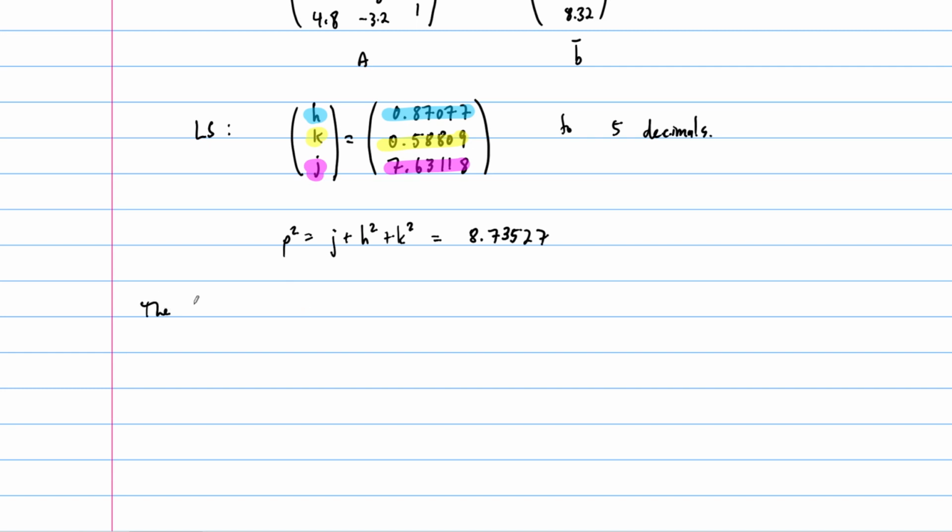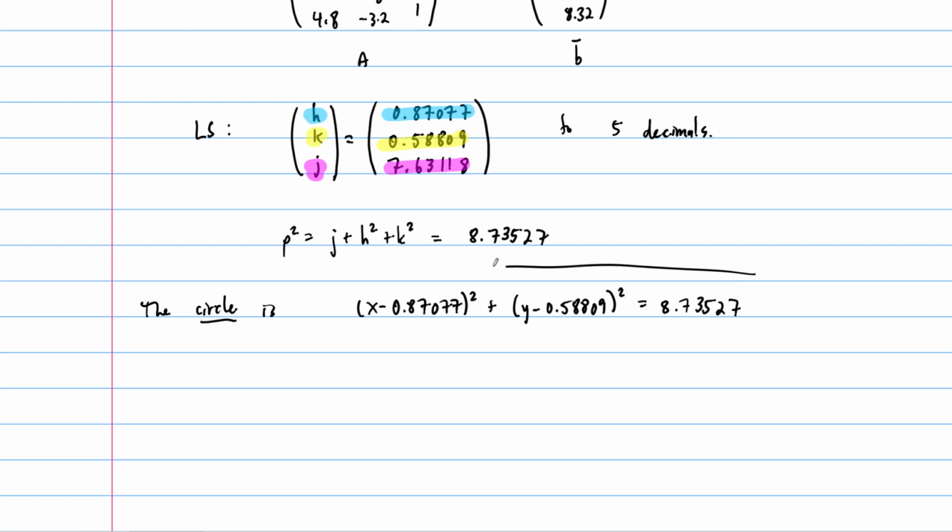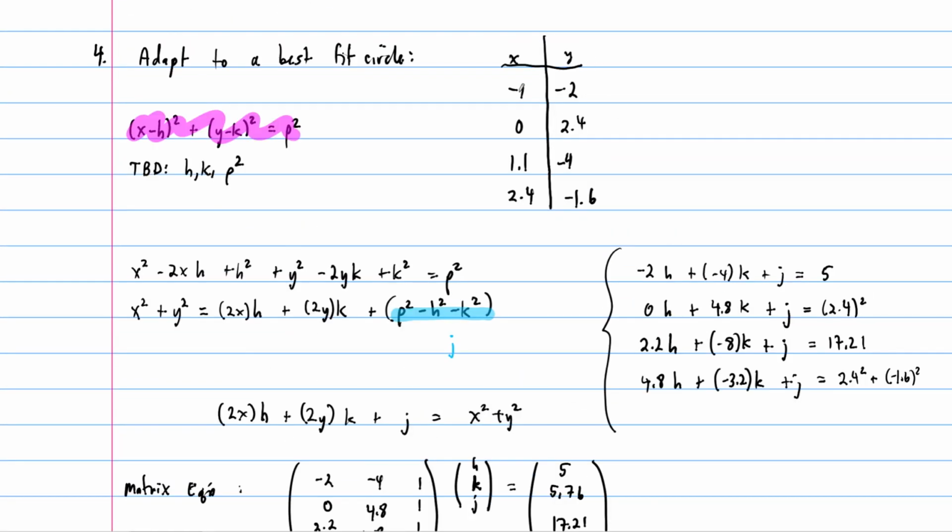So we now have our equation for the circle. The circle is x minus 0.87077 quantity squared, plus y minus 0.58809 quantity squared, equals rho squared, and that's exactly this number, 8.73527. And so there's the best fit circle for this data that we were given here in this table, just these 4 points.